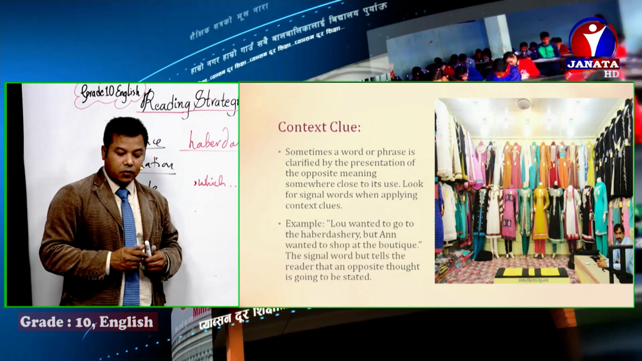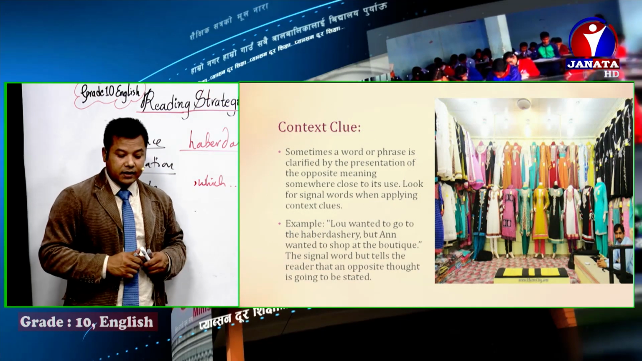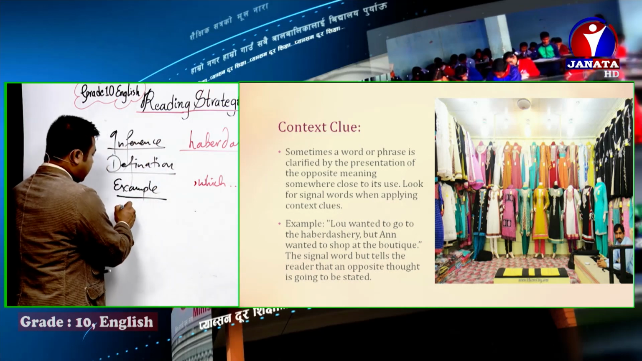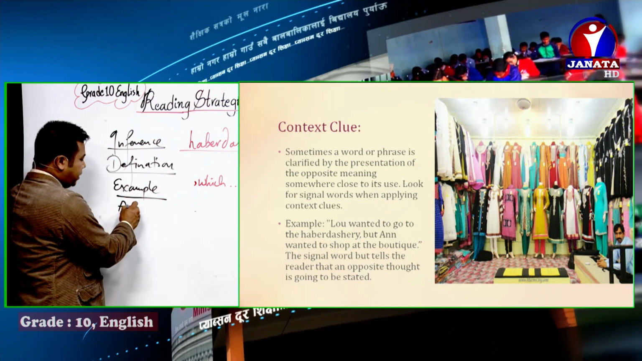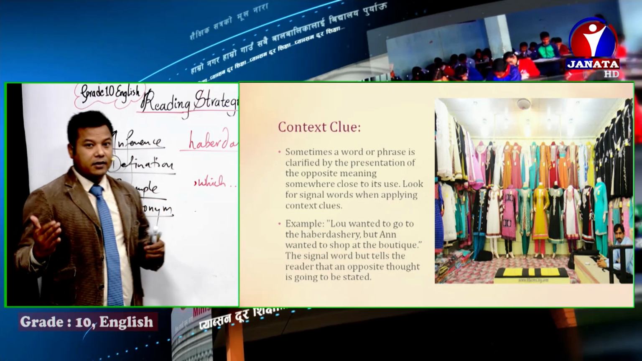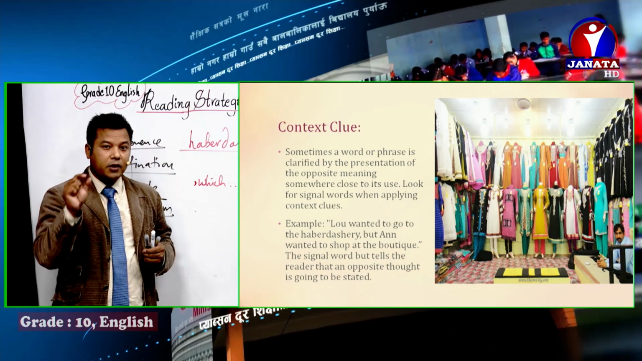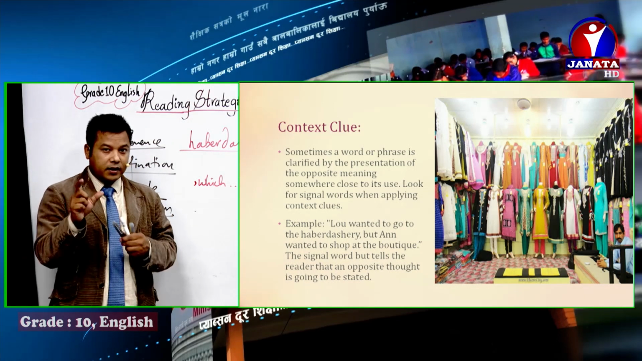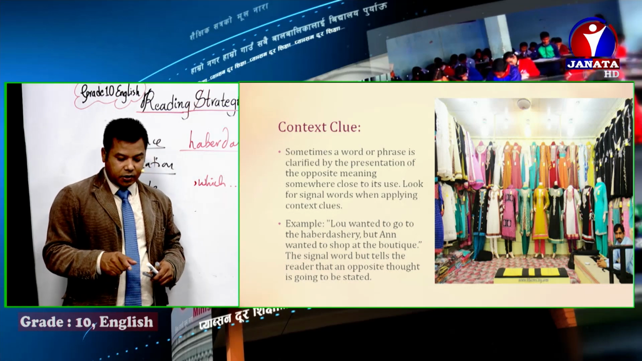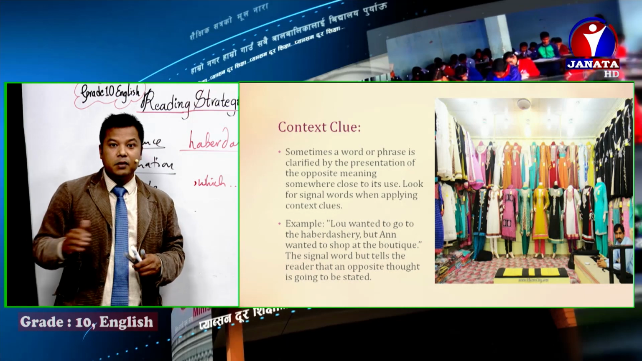We have next clue. It's here. Sometimes a word or phrase is clarified by the presentation of the opposite meaning. Now, interesting. When I say opposite meaning, the clue is antonym. So, find the antonyms. Has the writer used antonyms in his text to understand the meaning? Let's see here. Lou wanted to go to the haberdashery, but Anne wanted to shop at the boutique.